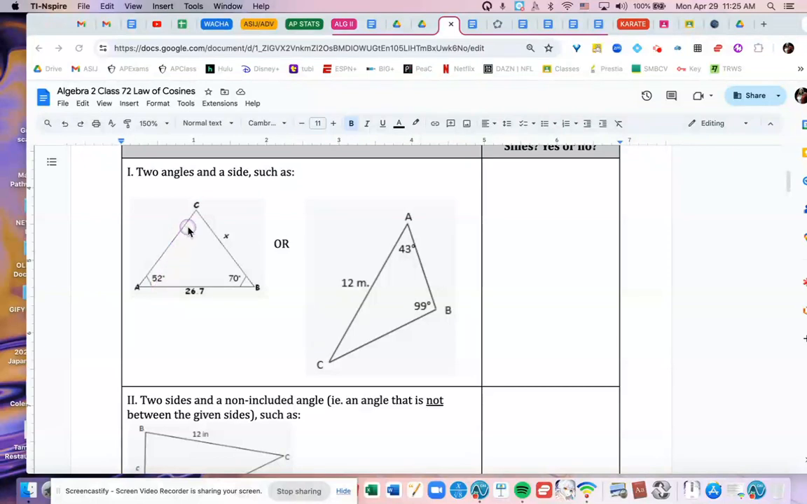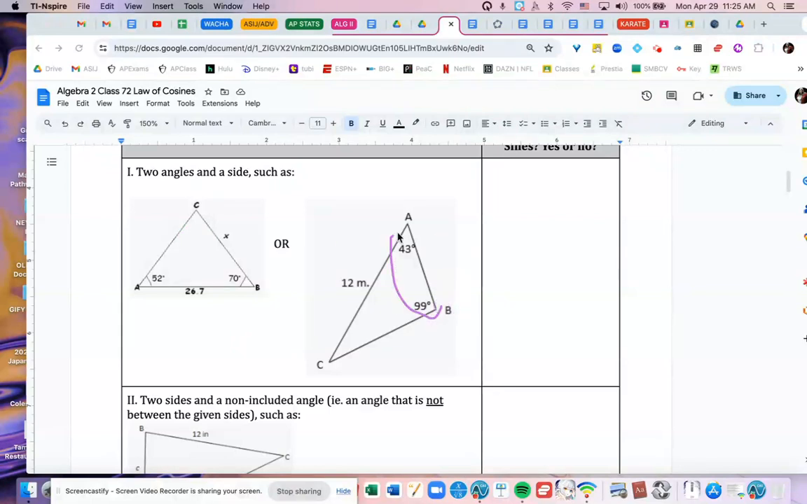So that's 58. This angle has to be 58, right? So once I have that, then I have these opposite sides going on with angles and sides, and I can do law of sines, right? The sine of 58 over 26.7 equals the sine of 52 over x. And I would only have one variable there, so the law of sines would work.